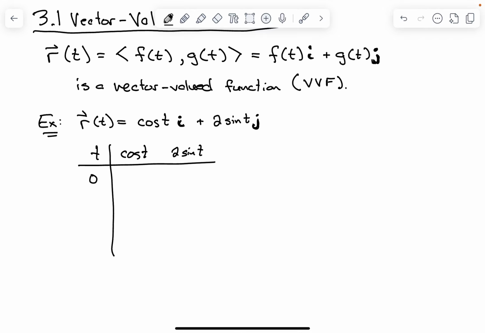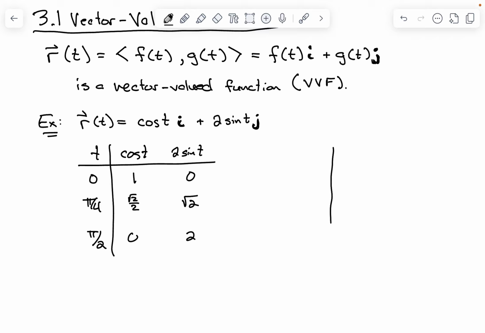So at 0, cosine of 0 is 1, sine of 0 is 0. At pi over 4, cosine pi over 4 is root 2 over 2, and this sine is root 2 over 2, so this is just root 2. Then at pi over 2, cosine of pi over 2 is 0. Sine of pi over 2 is 1, so this is 2.